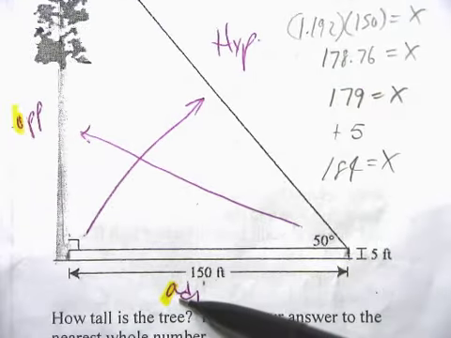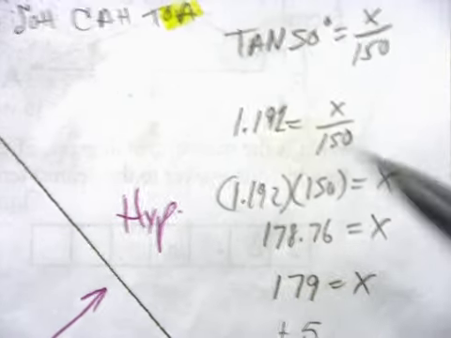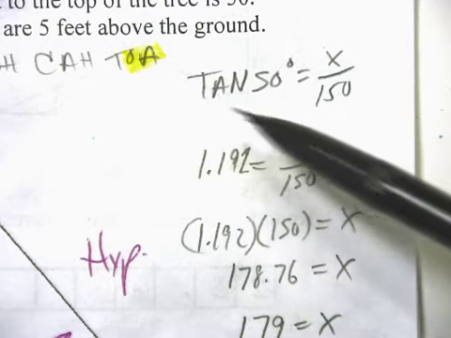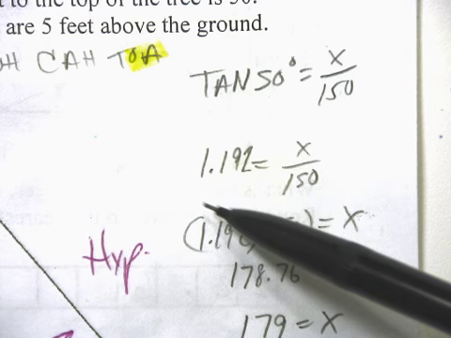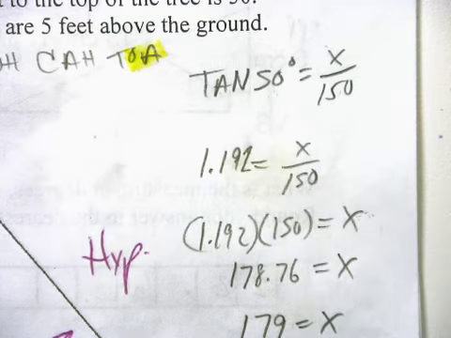Okay, so I'm looking for O. They gave me A. That's why I'm going to use tangent. So I set it up here, and I'm going to say that the tangent of the angle is equal to x over 150. I go into my calculator, I type in 50, and I hit the tangent button. I get 1.192, and that's equal to x over 150.